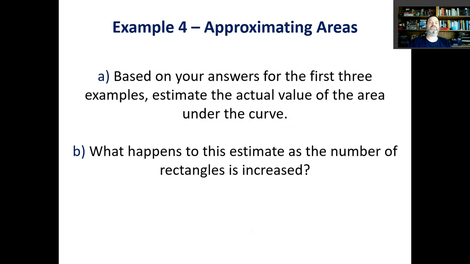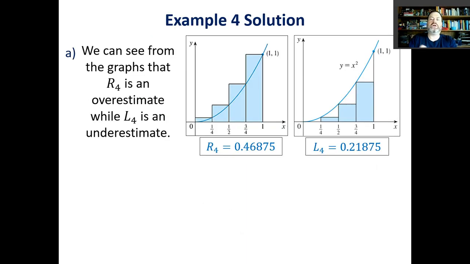So based on your answers for the first 3 examples, estimate the actual value of the area under the curve. And what happens to this estimate as the number of rectangles is increased? So here's our left endpoint and right endpoint approximations, along with the areas that they generated. And we can see that this is an overestimate. There's all this extra height, this extra area. And here, this is an underestimate. There's all this missing area.